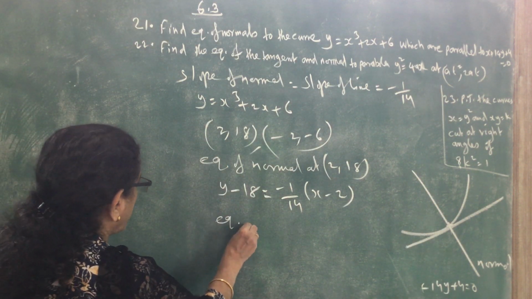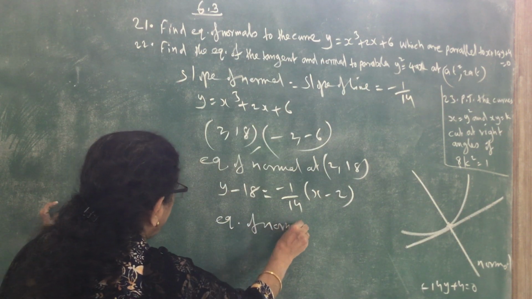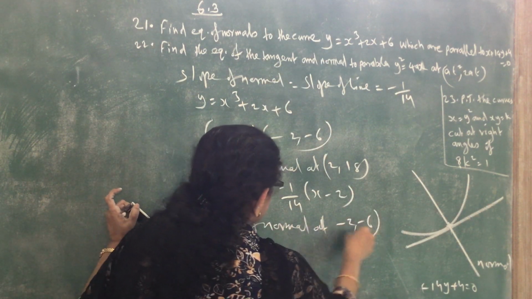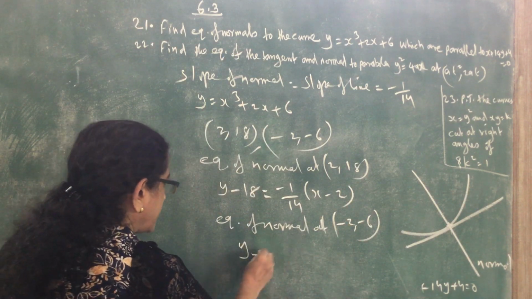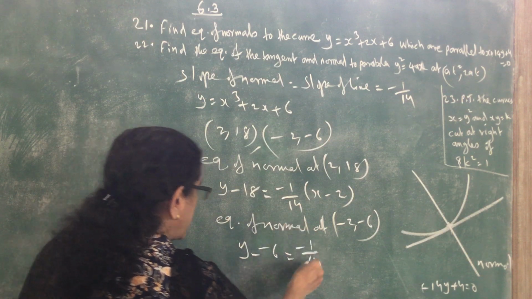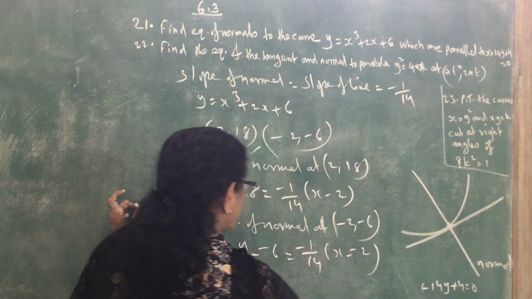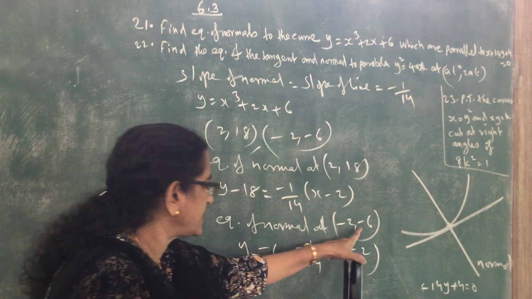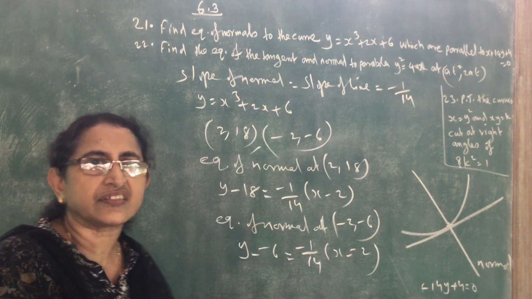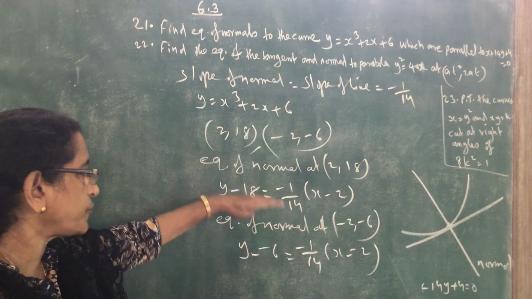Similarly, we have to find the equation of normal at (minus 2, minus 6). That is y minus minus 6 equal to minus 1 by 14, this is the slope of the normal, into x minus minus 2. Simplifying this, you will get the 2 equations of normals.